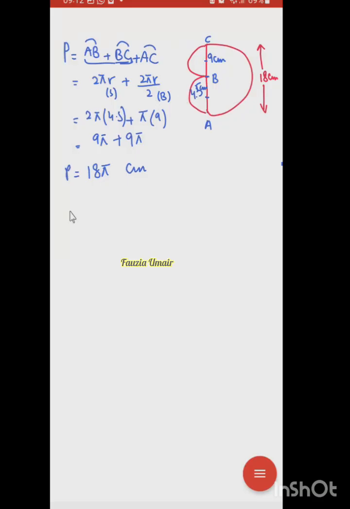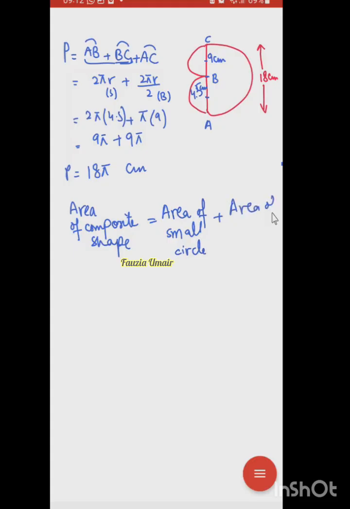So now comes the area. Now the area of this composite shape is basically, if you look carefully, the two smaller semicircles, if we combine them together, this is the area of the small circle because this will be a full circle. Area of small circle plus area of the bigger or large semicircle. So this is the total area. We have to find both these areas and then put them in the formula.